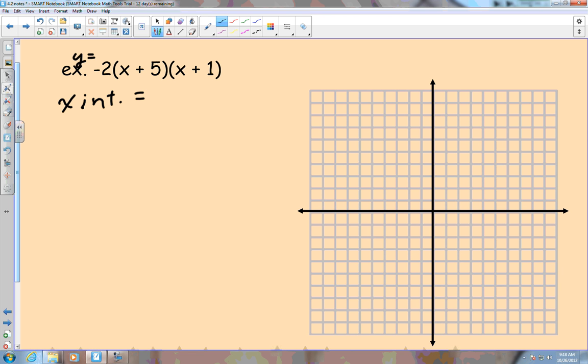Negative 5 and negative 1, because when I add this number to 5, it has to be 0, okay? So it's always going to be the opposite sign. So negative 5 and negative 1. So I can plot those right away. Don't forget to label your x and y axis. So I've got the point negative 5, 0, and the point negative 1, 0. Okay? Now, what's next?